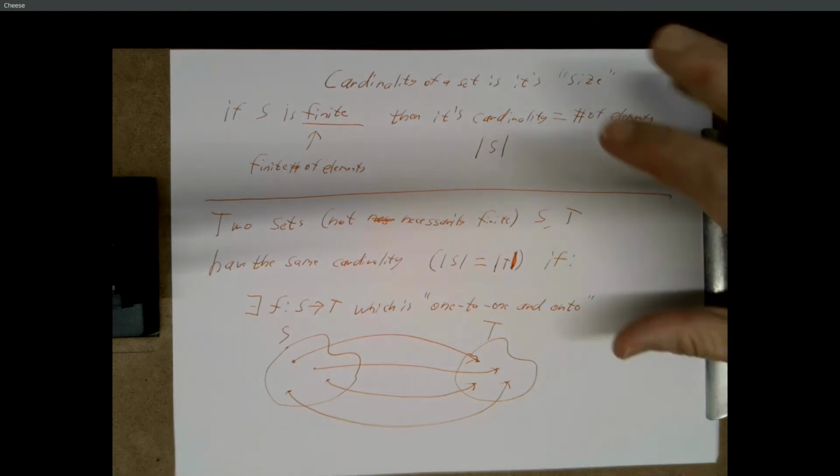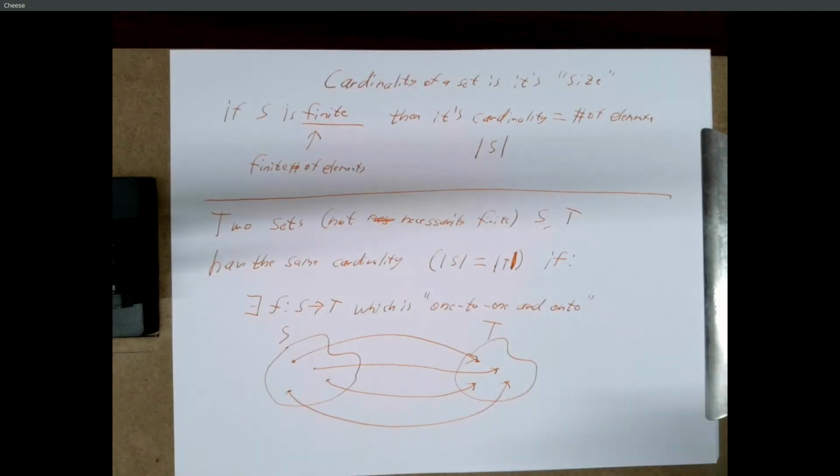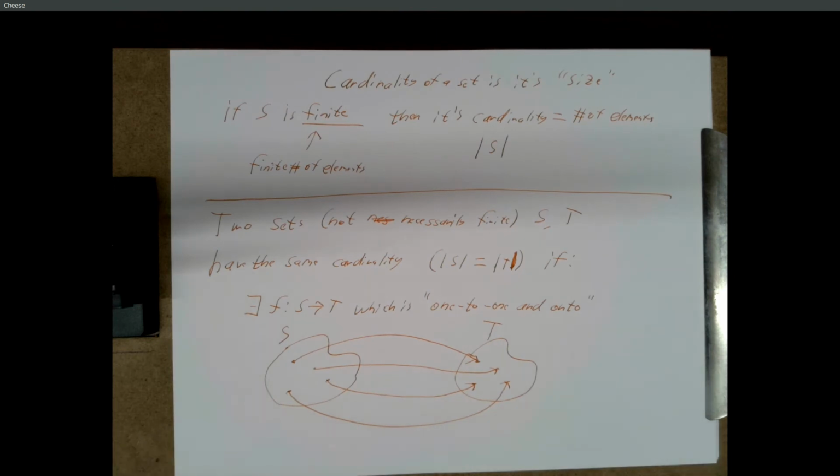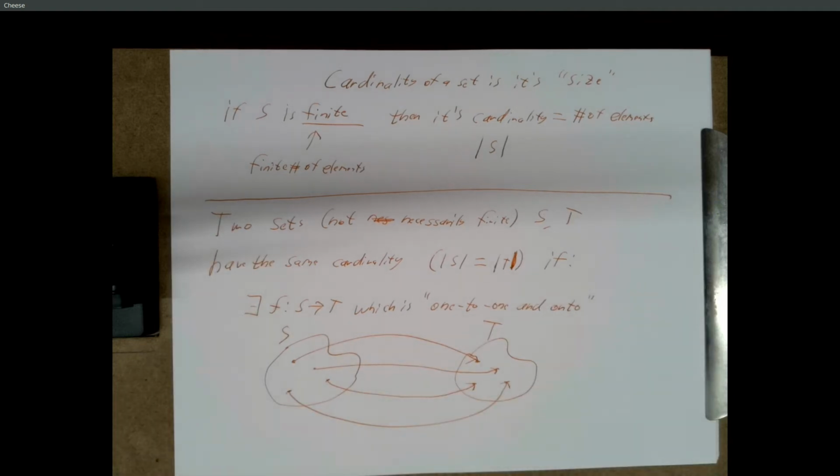So these are equivalent definitions. This is the way we think of things as having the same size. They have the same number of elements. But we formalize that by saying there's this one-to-one association between the elements of each set. This has the advantage that this definition will extend to infinite sets, because we can make mappings between infinite sets just as easily as we can make mappings between finite sets.